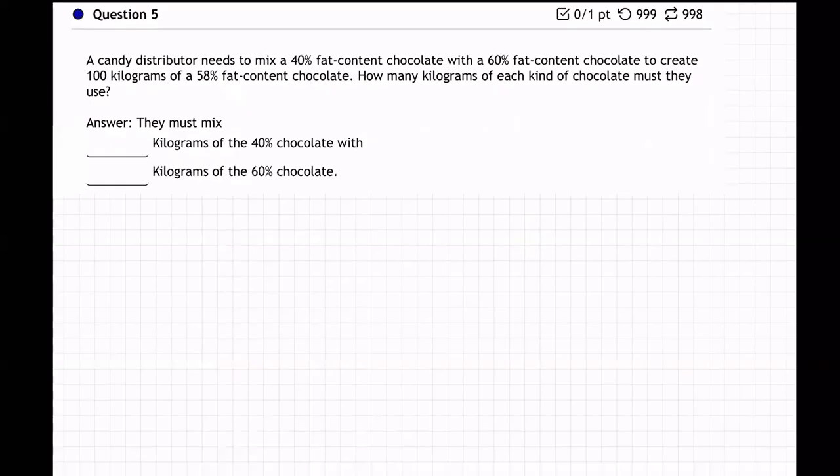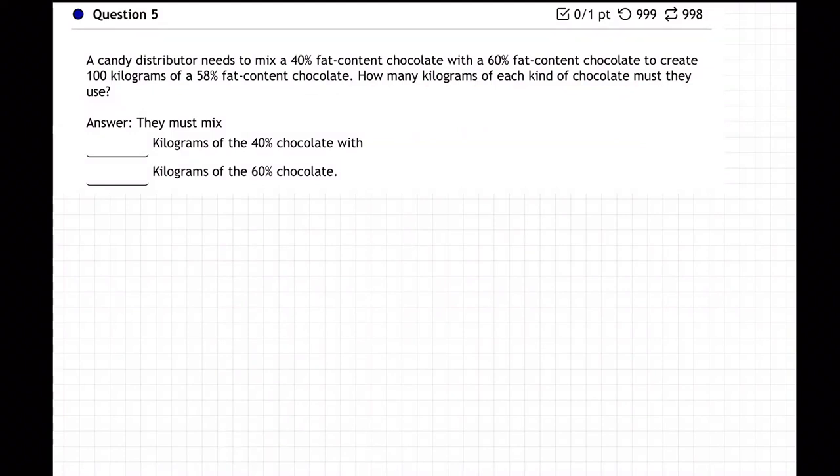Okay, so a candy distributor needs to mix a 40% fat content chocolate with a 60% fat content chocolate to create 100 kilograms of a 58% fat content chocolate. How many kilograms of each kind of chocolate must they use?